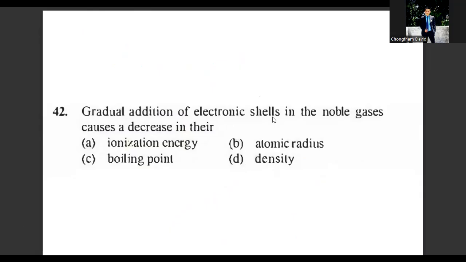Gradual addition of electronic shells in the noble gases causes a decrease in their ionization energy. Okay. Moving on to the next question.